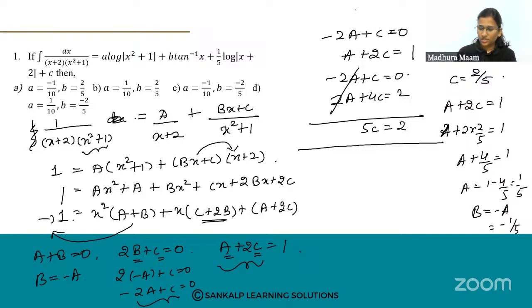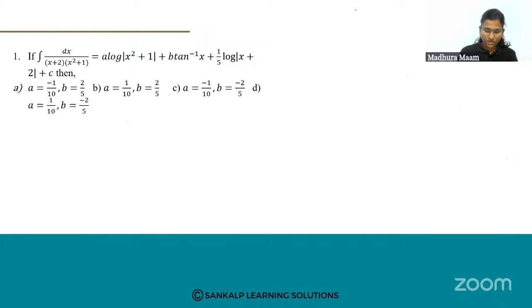Fine. So let us continue. Just remember: a is 1/5, b is minus 1/5, c is 2/5. Okay, so I'll just rewrite here. What we had got: A by x plus 2 plus bx plus c divided by x square plus 1.